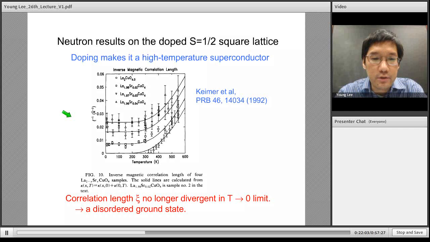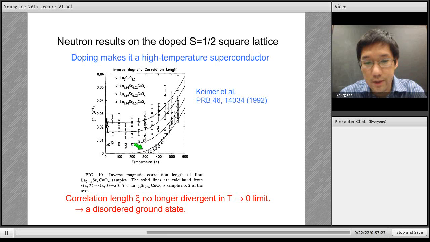And the data that I showed you just a few slides ago for pure lanthanum copper oxide are these white circles. It's kind of hard to see here. And they're again shown here. You see that this inverse correlation length goes to 0 at the Néel temperature, because that's where you have long-range order. Once you start doping to levels that destroy the long-range anti-ferromagnet, you see something interesting in that the inverse correlation length now goes to some finite value. And that value becomes bigger as you increase the doping level.